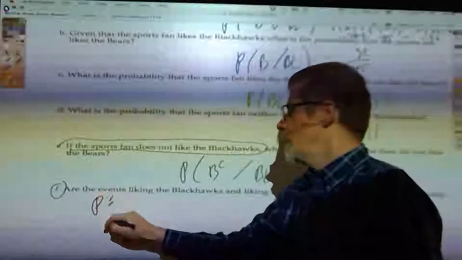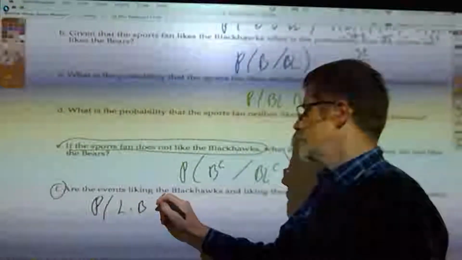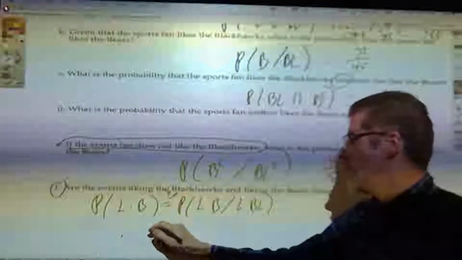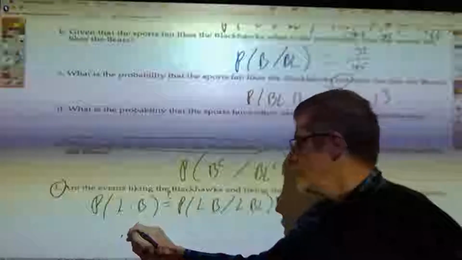So, if you want to investigate whether liking the Blackhawks and liking the Bears are independent, one way to look at it is to ask yourself, is the probability of liking the Bears equal to the probability of liking the Bears given that you like the Blackhawks? So, the probability of liking the Bears, yes, is 0.76. So you can say, and really there's a question mark above the equal sign. Are these equal? We're not saying they are, but is 0.76 equal to the probability?